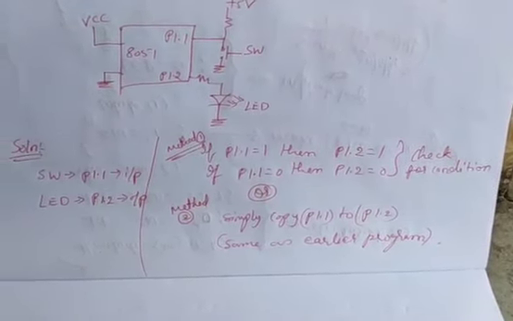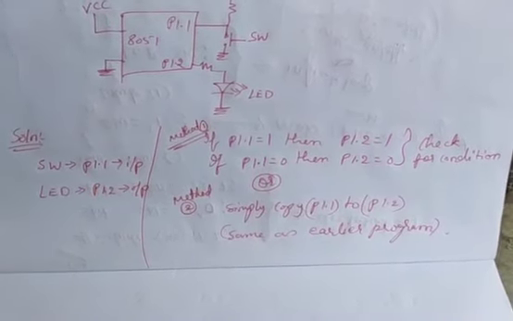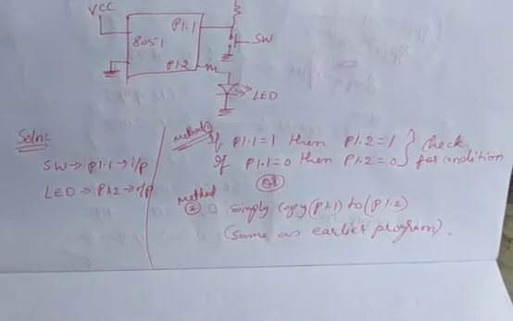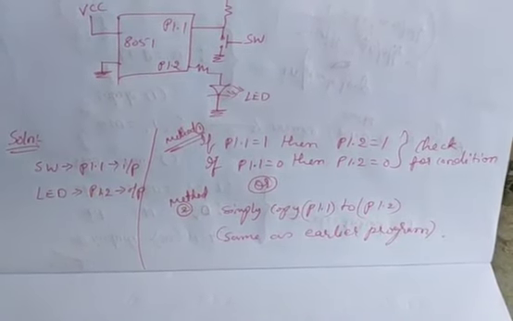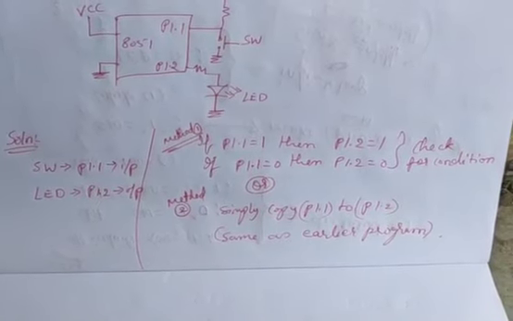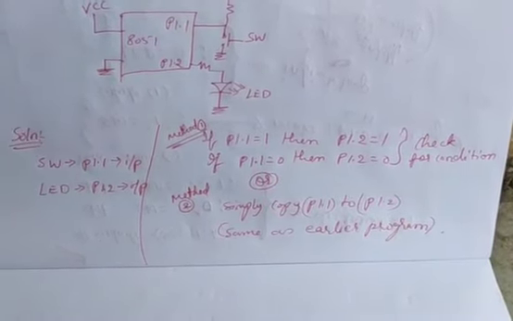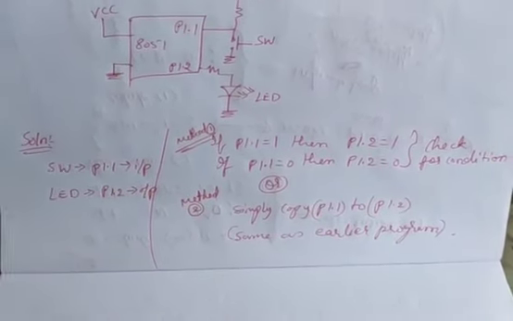This is one method. Another method is the earlier method. What we did, we just copied the content of port 1.1 to port 1.2 using the MOV C, P1.1 and MOV P1.2, C instructions. This is the earlier same program, only the ports are changed there. Two methods are there. You do both the methods and send it to me.